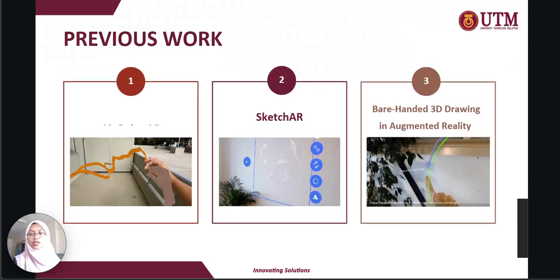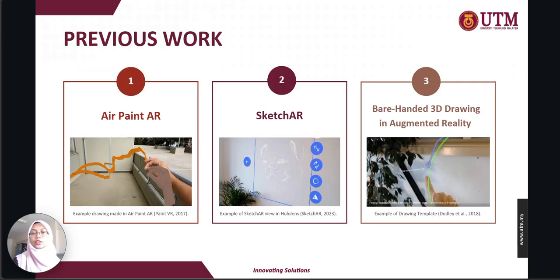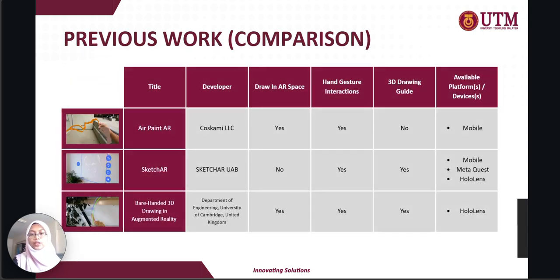So these are the previous works that have similar technologies with this project. First is Paint AR, second is Sketch AR, and finally the bare-handed 3D drawing in augmented reality. So these are the comparison between the previous works. As we can see here, Paint AR enables users to draw in AR space, and it also has hand gesture interaction. However, it doesn't have 3D drawing guide, and it is only available on mobile.